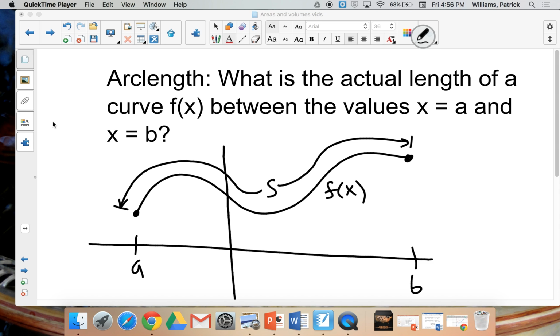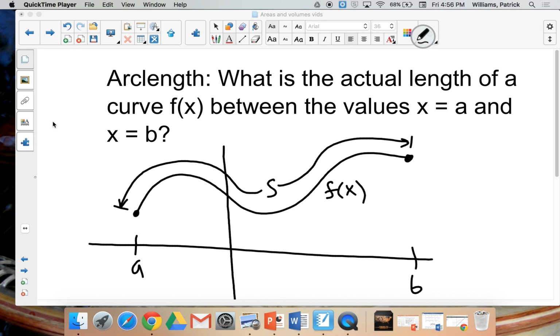Hello everyone. So in the last video we looked at one application of integrals, which was to find areas of enclosed regions. In this video we're going to look at another application, which is to find something called arc length, which is really just the length of a curve between 2 points.